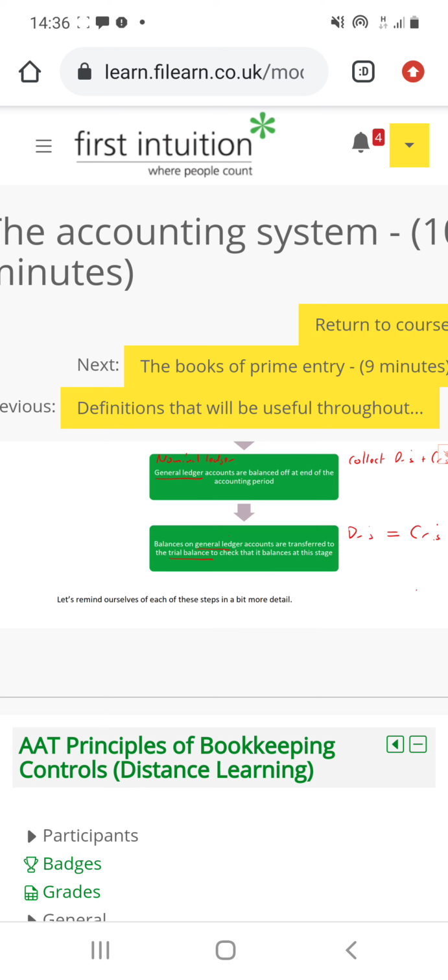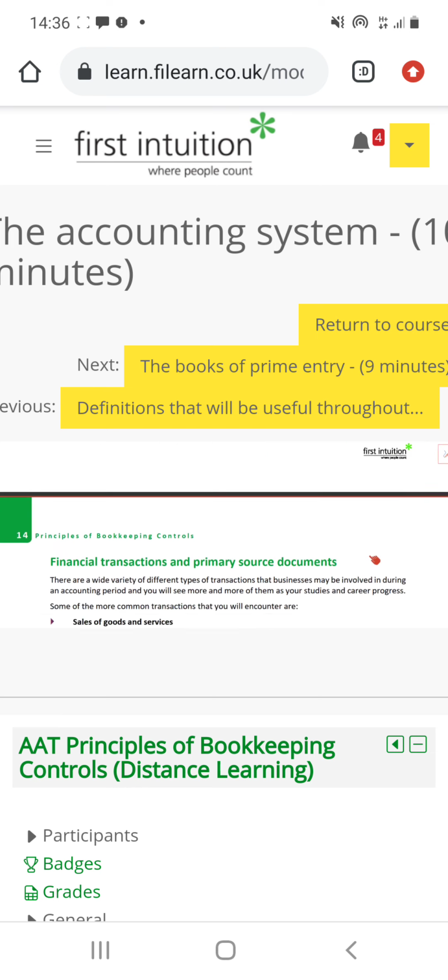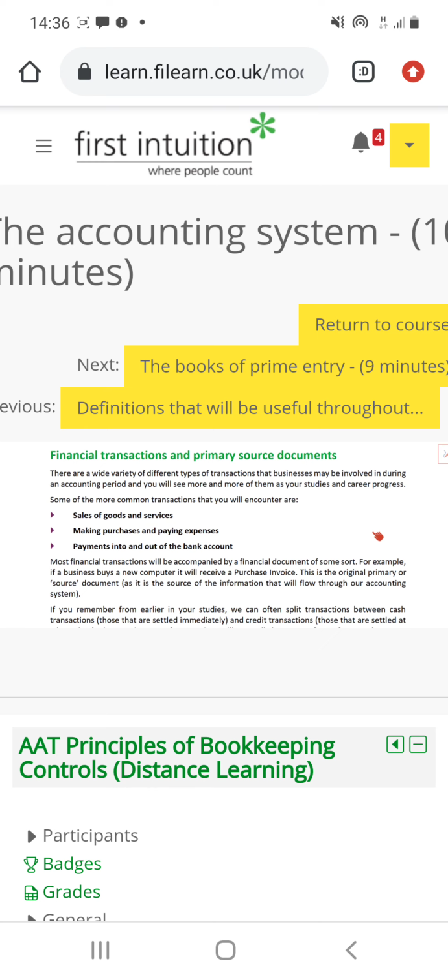Now look, just over the page, we won't spend ages on this bit, because it really just expands on what we were talking about in terms of transactions. Probably some of the main transactions you need to be able to deal with: making sales, so sales of goods and services, whatever you do as a business. Purchases and expenses, so all the running costs of the business. And also making payments in and out of the bank account.